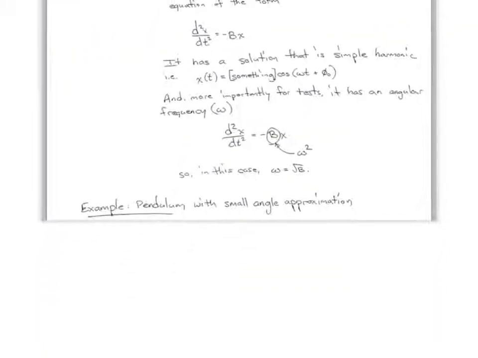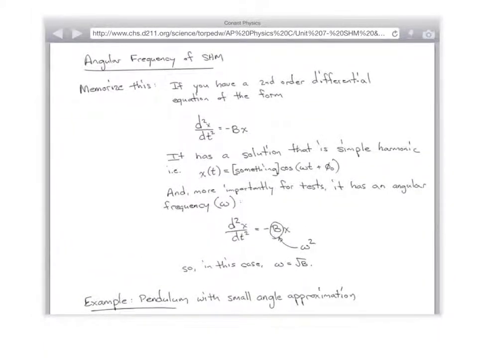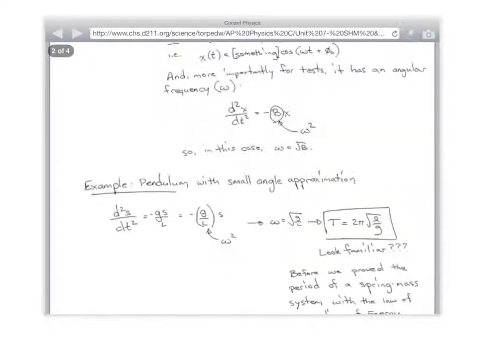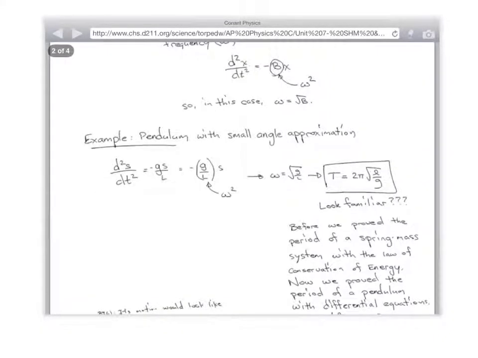So the example that we did is a pendulum with a small angle approximation. Omega was root g over L, right? So if omega is root g over L, what's the period of a pendulum? 2 pi root L over g. All right? And that's the real deal.